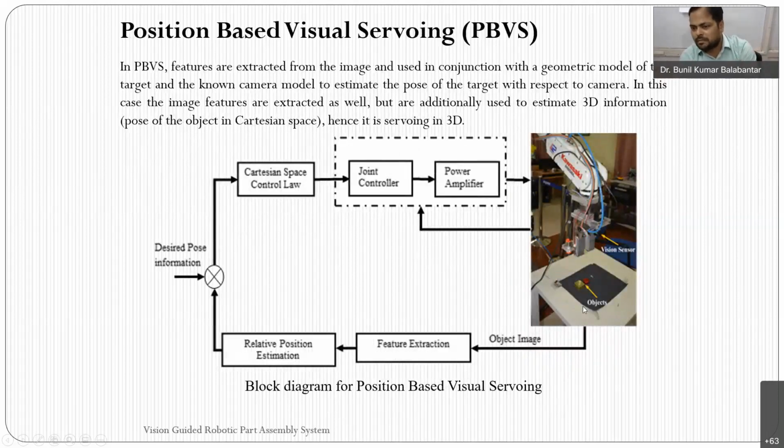This is the position-based one. The robot uses the same technique, but the information you extract is a little different. Where the object is present, what the position of the object is, all this is important. So pose estimation is required here. I have given a circle and a cross mark here because there will be a lot of processing to be done based on the extracted features. Then, in Cartesian space, it develops the control law.